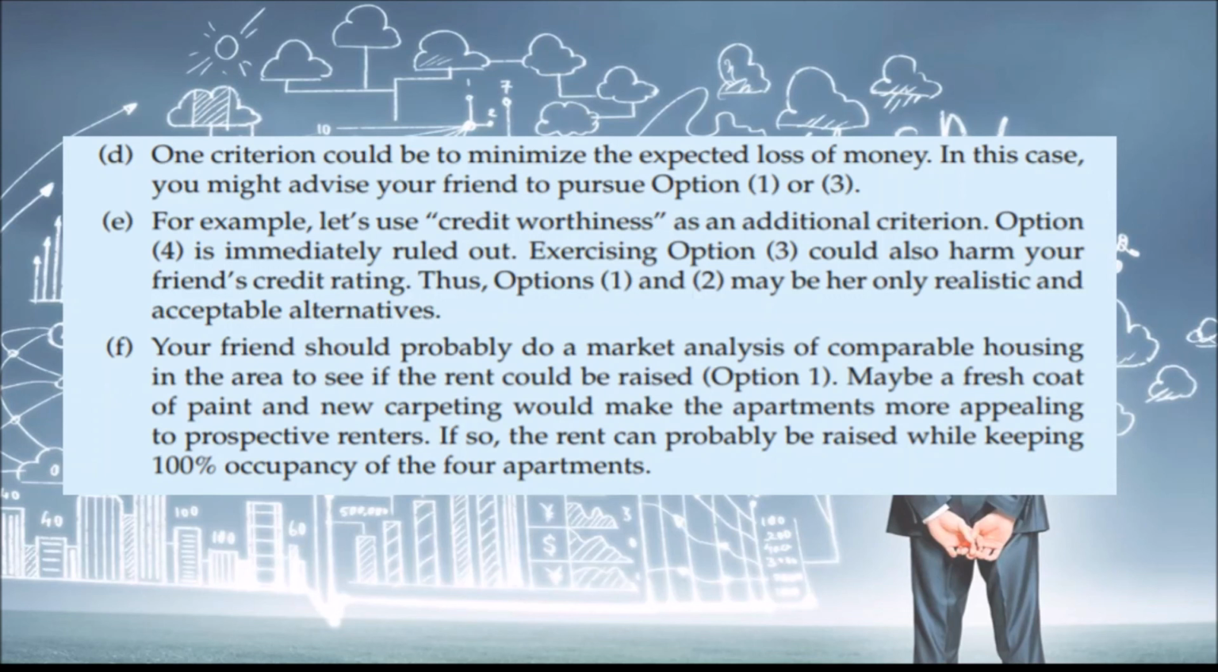For letter F, your friend should probably do a market analysis of comparable housing in the area to see if the rent could be raised. Maybe a fresh coat of paint and new carpeting would make the apartments more appealing to prospective renters. If so, the rent can probably be raised while keeping 100% occupancy of the 4 apartments.